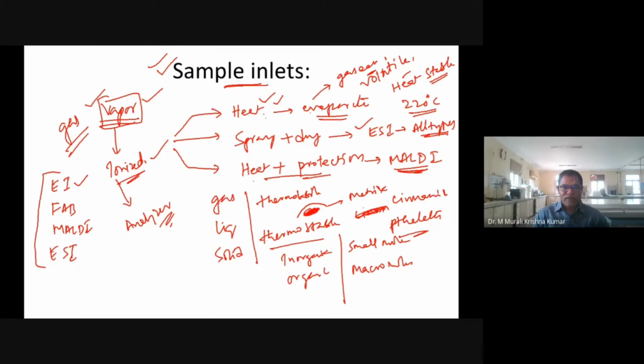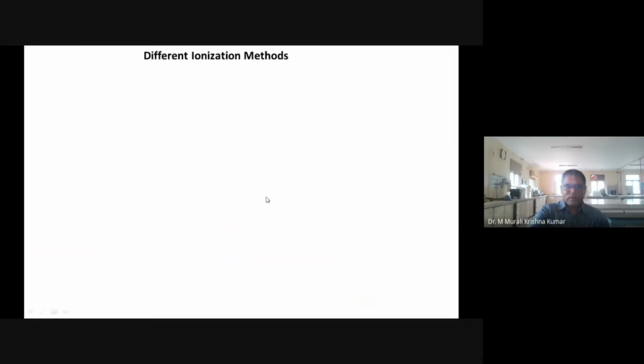Is it clear to all of you? Depending upon the type of sample, we can make use of an appropriate combination of components in mass spectrometry, so that any kind of sample, gas or liquid or solid, can be analyzed. Now the second segment is the ionization technique. So what is the first thing?